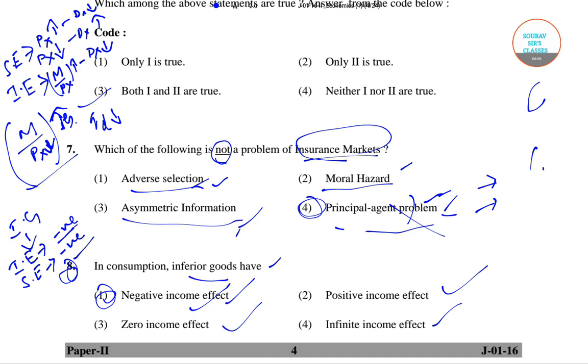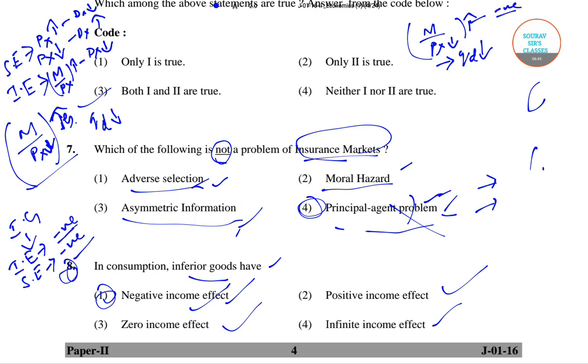So I'll repeat it once again if you couldn't catch something. An inferior good is that good whose income effect is negative and substitution effect is also negative. Negative income effect basically means a fall in price of a commodity leads to an increase in real income. So when the price of this commodity falls, the real income increases. For an inferior good, when income increases, the quantity demanded falls. So this is known as negative income effect.